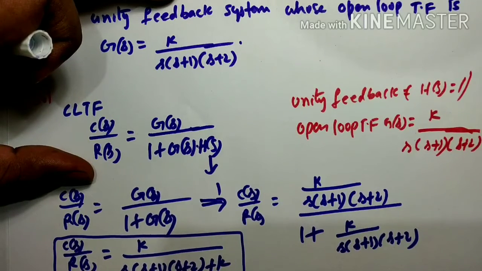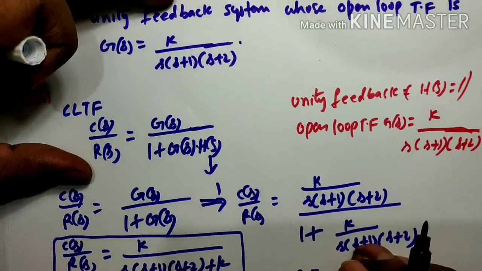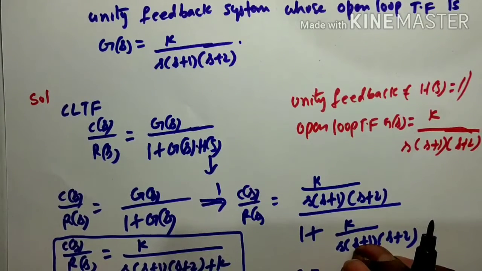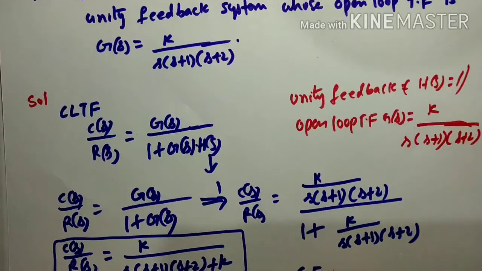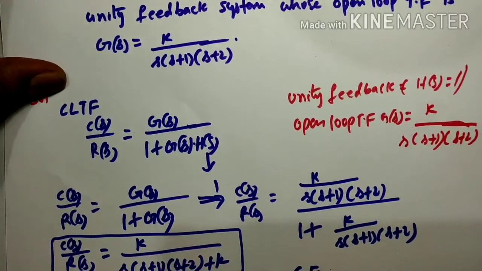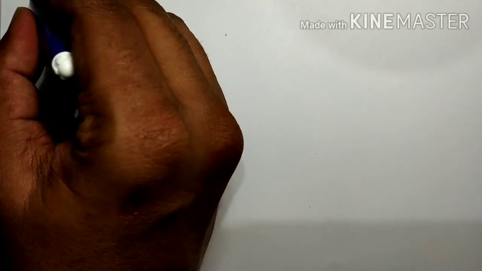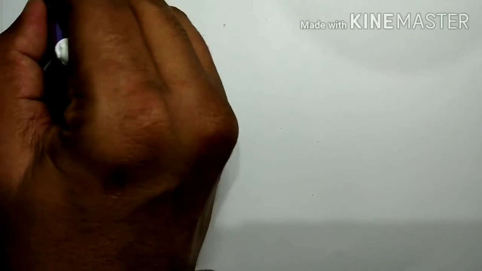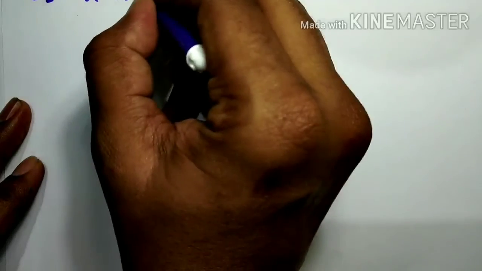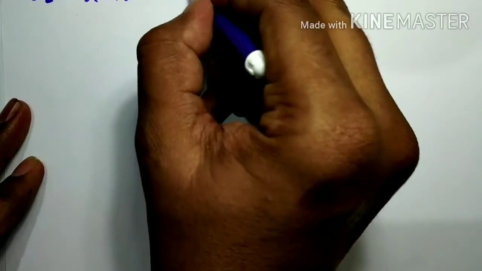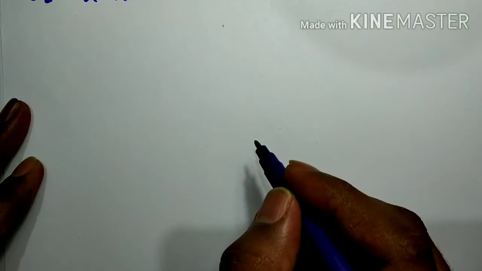So we know that this is the characteristic equation. Using the characteristic equation, we have to formulate the Routh array and find the stability of the system. This is most important. So now I am going to take the characteristic equation. The characteristic equation is s into s plus 1 into s plus 2 plus K is equal to 0.